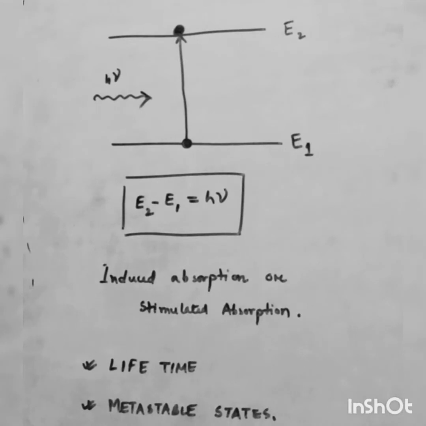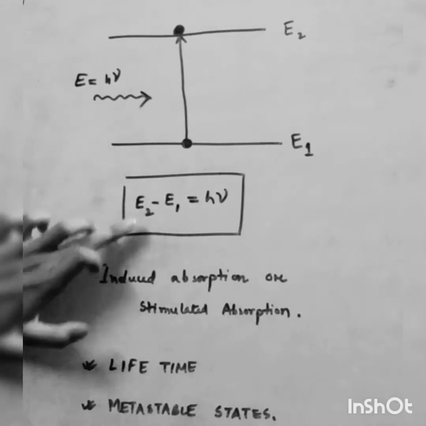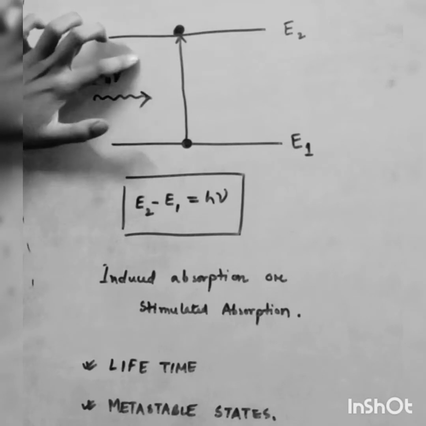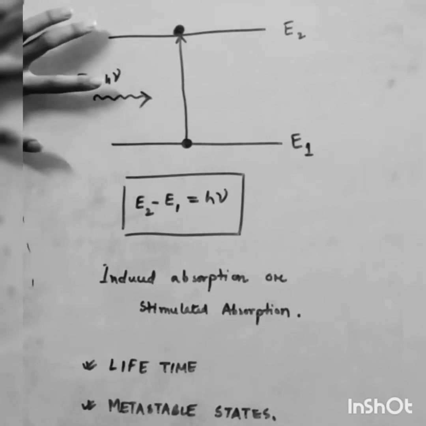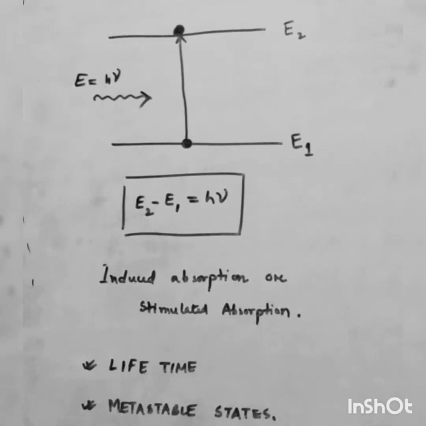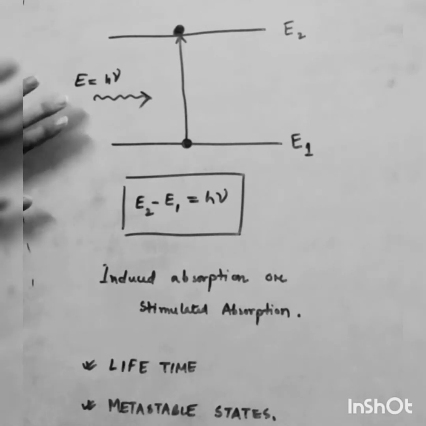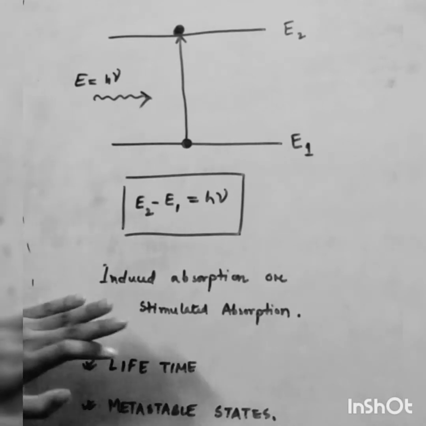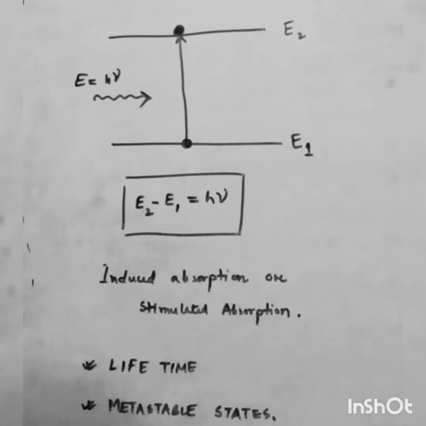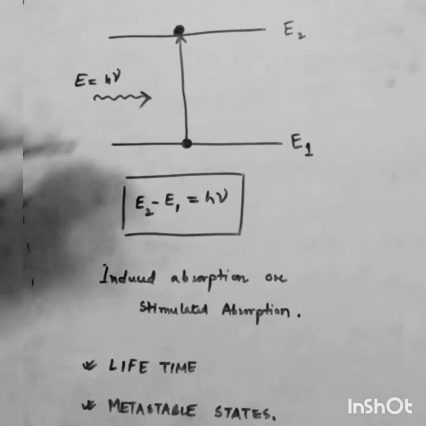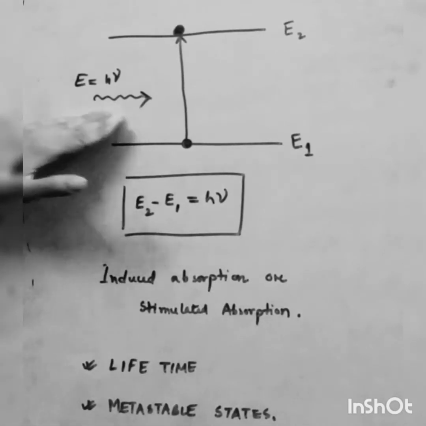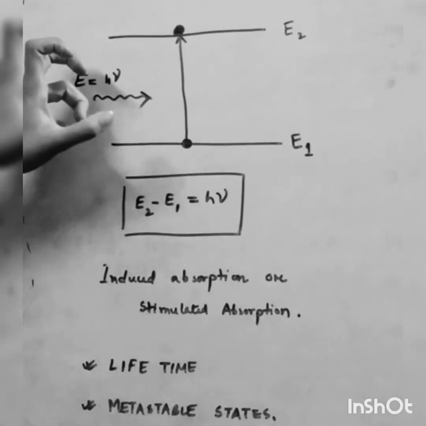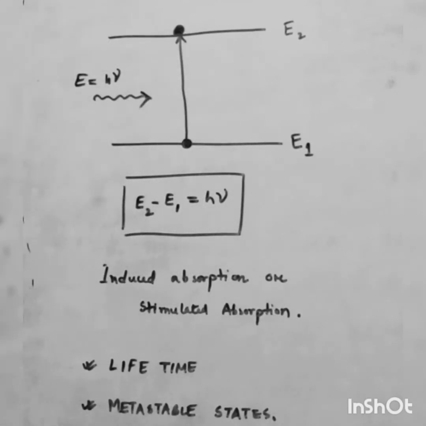Here you can write the photon energy hν should be equal to the energy difference between the two states, that is E2 minus E1, the energy difference between the higher excited state and the lower ground energy level should be equal to the energy of the incident photon. And this whole process is called induced absorption or stimulated absorption. Because why? We have induced the absorption. Induced means we are giving something from outside, we have given a photon from outside, so that this atom absorbs that photon and gets excited to its higher energy state.